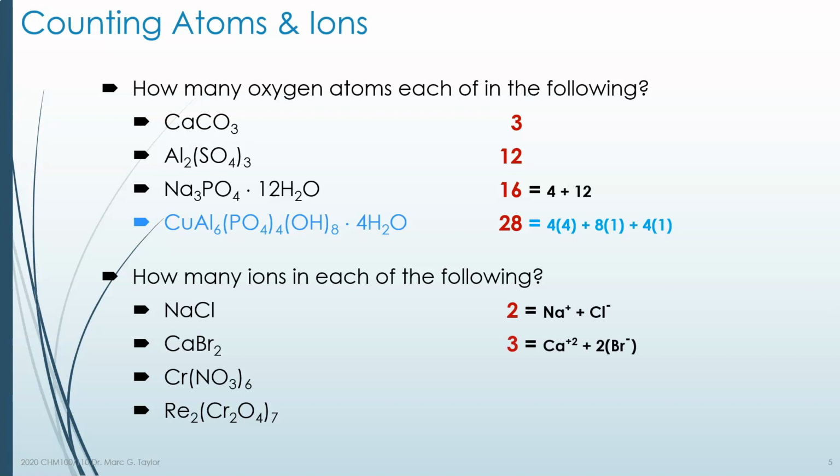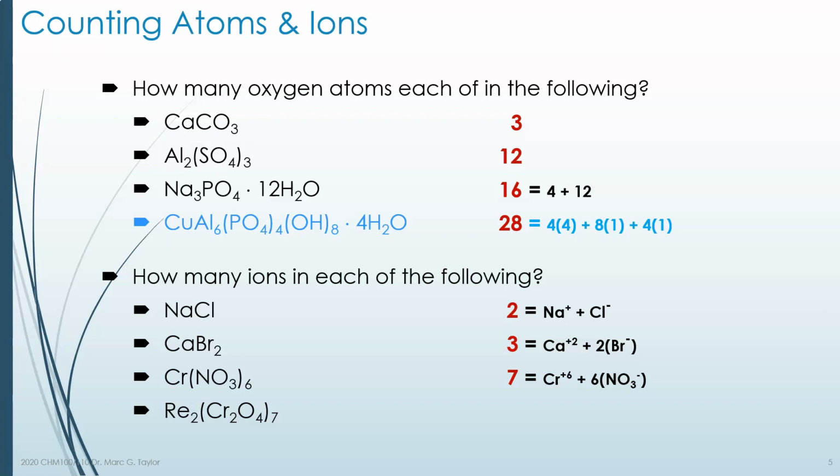Calcium bromide will form a total of 3 ions. 1 calcium ion, Ca plus 2, and 2 separate bromide ions, Br minus. So we have a total of 3, even though there are only 2 kinds of ions. Chromium 6 nitrate will break apart into the chromium 6 ion and 6 individual nitrate ions for a total of 7 ions. And the last one is rhenium 7 dichromate.